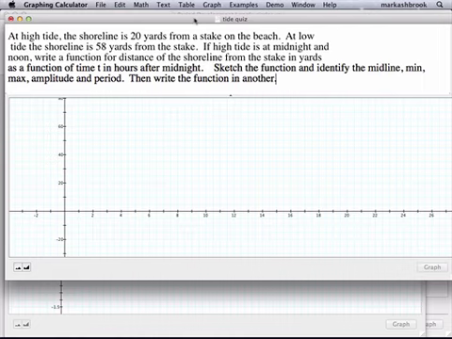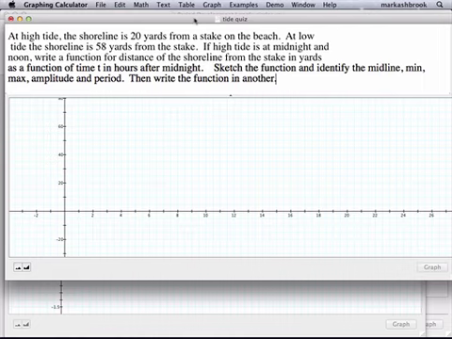Model the situation. At high tide, the shoreline is 20 yards from the stake on the beach. At low tide, the shoreline is 58 yards from the stake. If high tide is at midnight and noon, write a function for the distance of the shoreline from the stake in yards as a function of the time in hours. So this is putting together everything we've learned in the last 4 weeks. We're putting it all together.